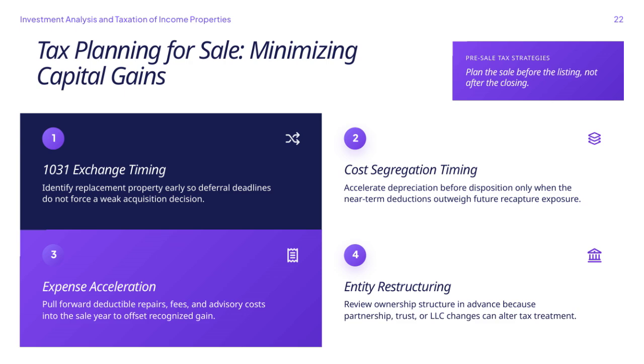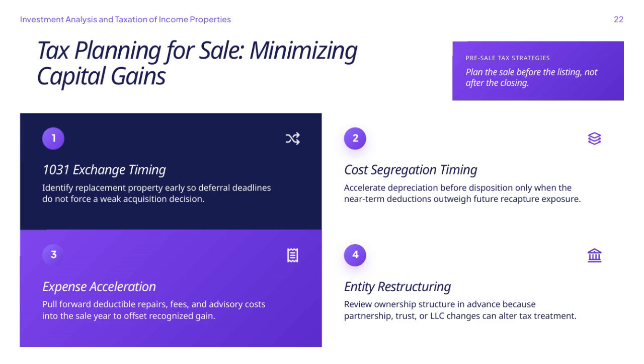Next is cost segregation timing. Accelerating depreciation just before disposition can be beneficial, but only if the immediate tax deductions outweigh the potential risks of future depreciation recapture. So, it needs careful analysis to determine if this approach makes sense for your specific situation. Another tactic is expense acceleration. By pulling forward deductible repairs, fees, and advisory costs into the sale year, you can offset some of the recognized gains and reduce your taxable income for that year.